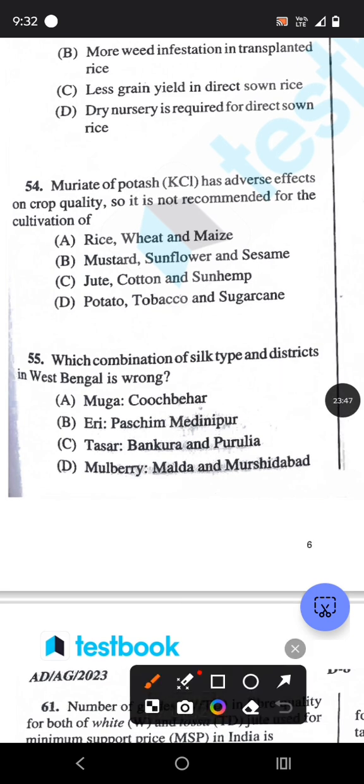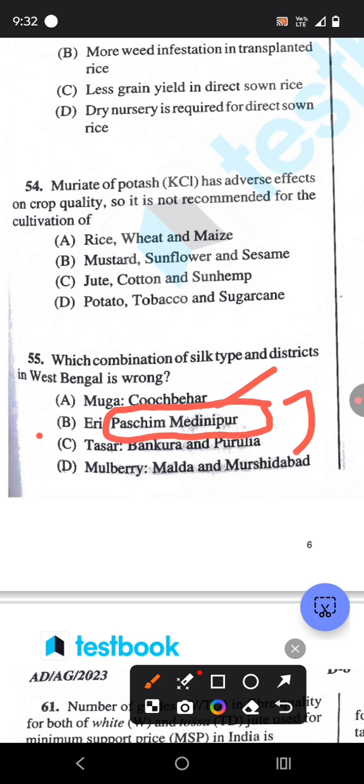Which combination of silk type and districts in West Bengal is wrong? Muga, Coochbehar, that is correct. Another one, Paschim Medinipur, not Paschim Medinipur, that is Jalpaiguri district. The correct answer is option number B.